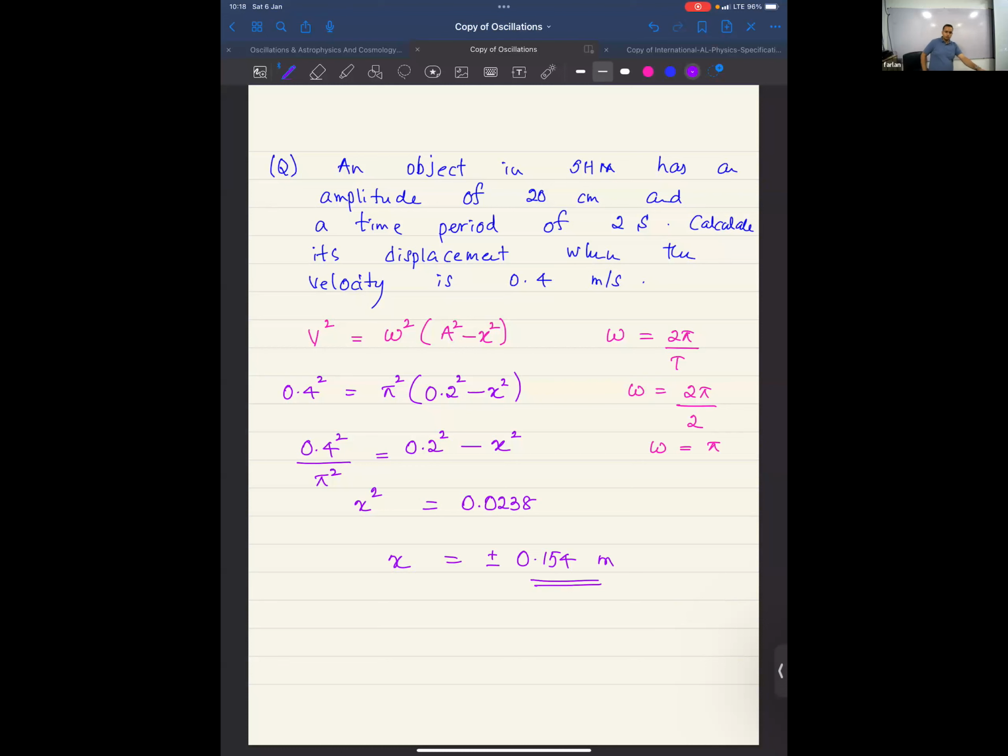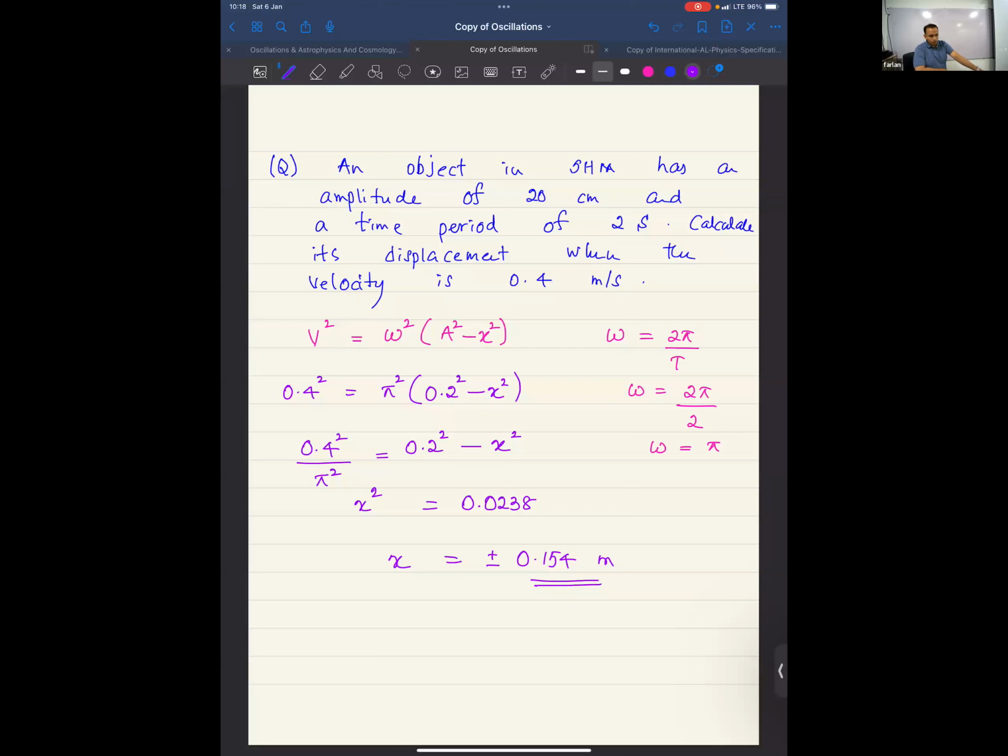Right? So omega, I found it to be 2 pi over T. Time period is 2, so omega equals pi radians per second. So guys, use the equation v squared equals omega squared into (A squared minus x squared). That is 0.4 squared equals pi squared into (0.2 squared minus x squared). When you solve that and get x squared as the subject, you get something around 0.20238. So when you take the square root, you will get x.